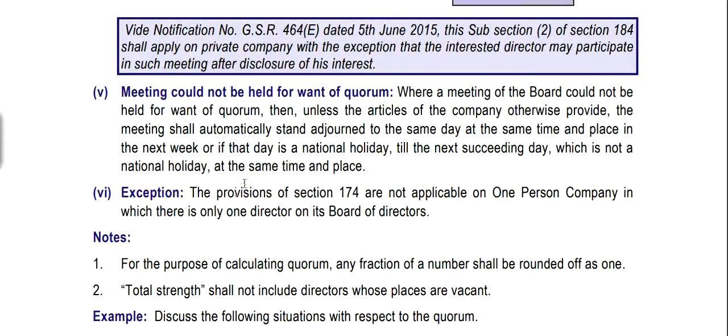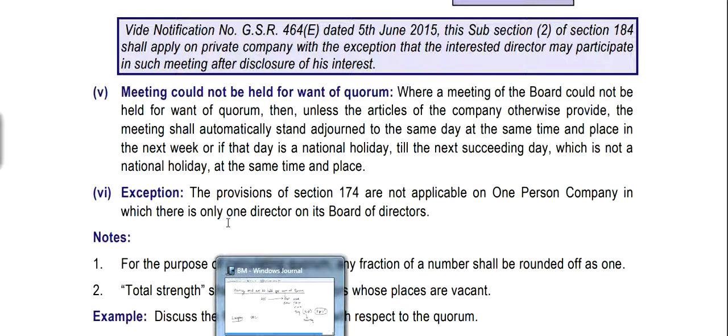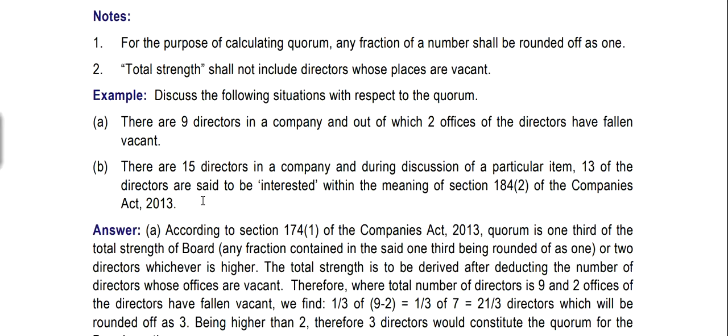Exception: the provisions of section 174 are not applicable to a one person company in which there is only one director. For the purpose of calculating quorum, any fraction of a number shall be rounded off as 1. Total strength shall not include the directors whose places are vacant.